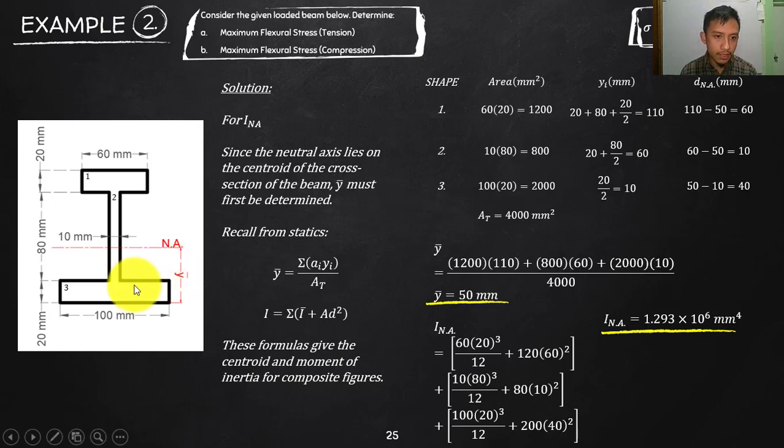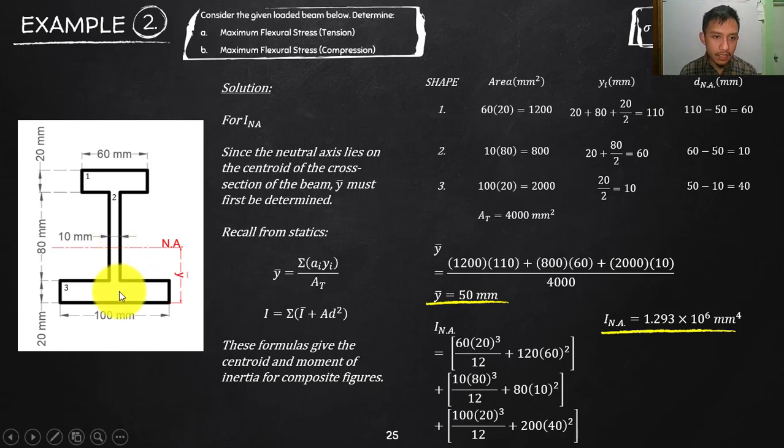That is what we'll be using to solve, okay? So from this base to that centroid is 110. So all we need to do is subtract your y bar to get the distance from the neutral axis. It will give us 60. And then from the centroid of this second square to that base is 60. Subtract the distance to the neutral axis, 50. That will give us a distance from NA to the centroid of that to be 10.